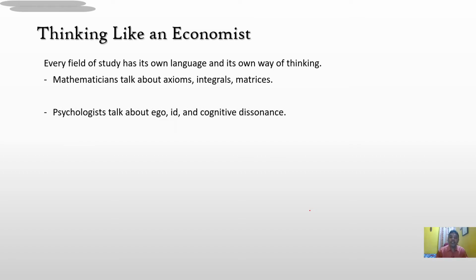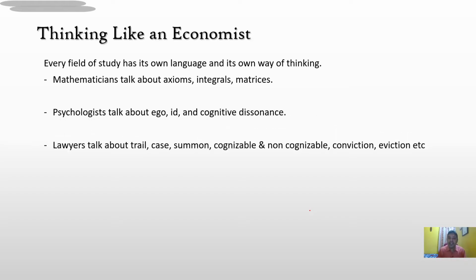Psychologists talk about ego, id, superego, cognitive dissonance, they speak about schizophrenia, they speak about so many mental illnesses. They try to find out the IQ and EQ of the person. These are the things, this is the normal terminology of psychologists.